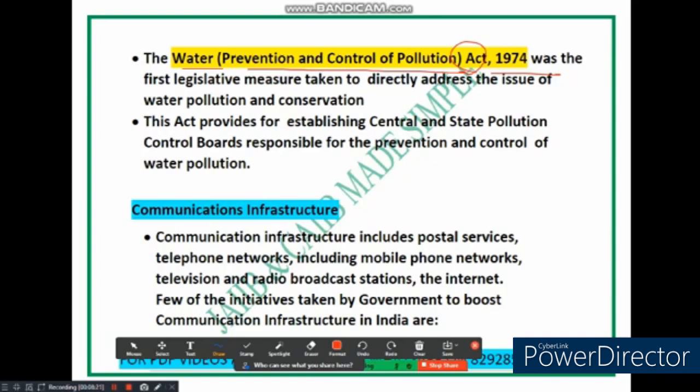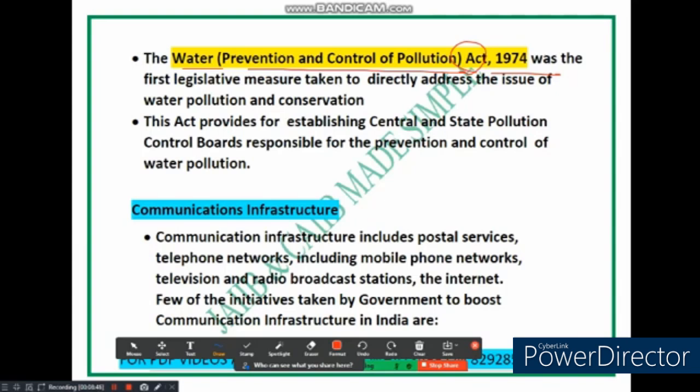The act lays down guidelines and regulations for the prevention and control of water pollution as well as the conservation and proper utilization of water resources. So this is about the Water Act 1974. You can call it the Water Prevention and Control Act 1974 in a nutshell, or you can call it the Water Act 1974. Both mean the same. Basically this act lays down the guidelines and regulations.